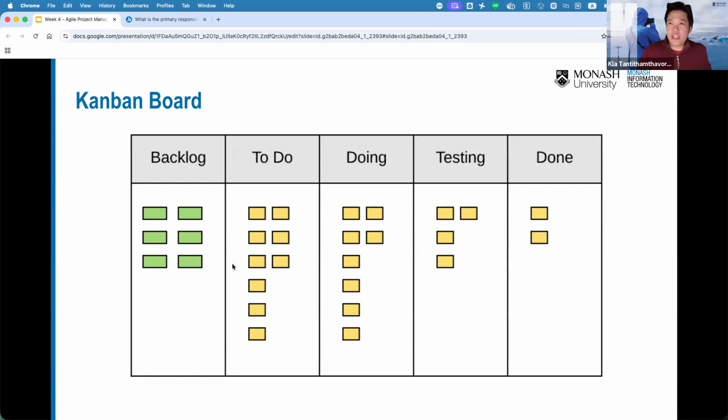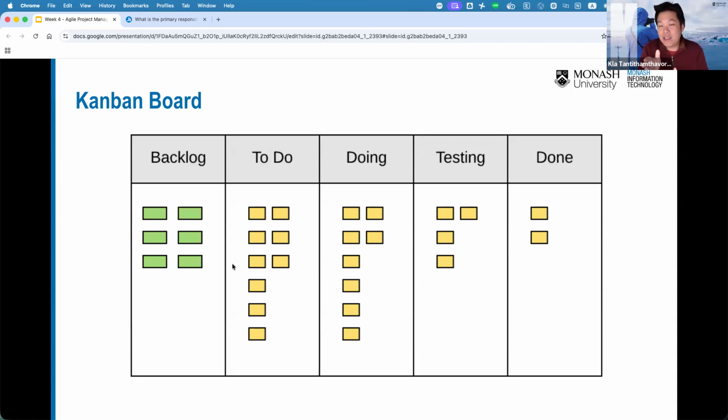Different projects need different types of agile framework. Sometimes they need Kanban, sometimes they need the Scrum framework. It really depends. One example, let's say I work in HR, human resources. I may have a backlog of new onboarding people, the newcomers to the company. These are the backlog, right?